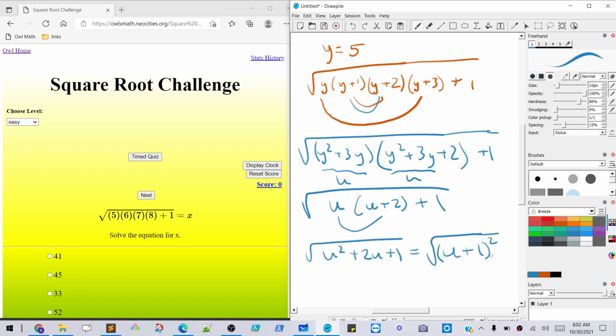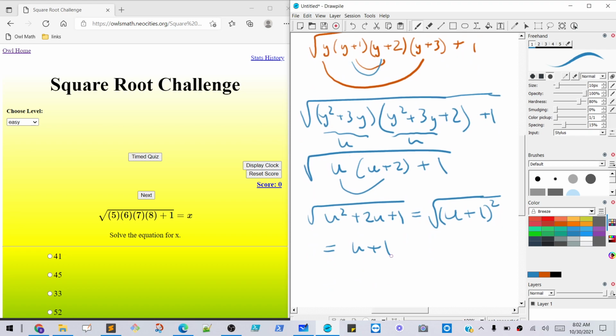But this, the square root of the square, is just going to be u plus 1. And now, okay, so now we have it pretty simple. But what we want to do is back substitute. Earlier we said that u equals y squared plus 3y. Let's substitute that back in. We have y squared plus 3y plus 1.